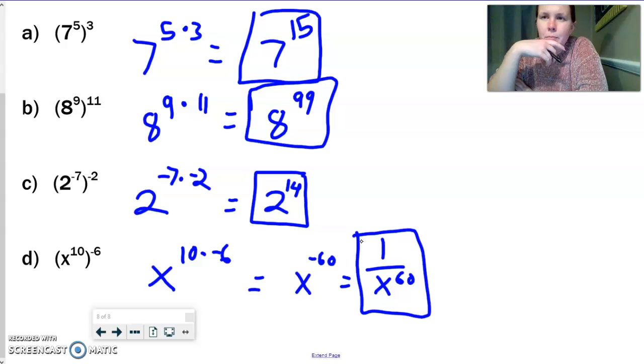So it's simple enough when you get into it. The tricky part is knowing which rule you need to use. Are you using the product rule? Are you using the quotient rule? Or are you using the power rule?